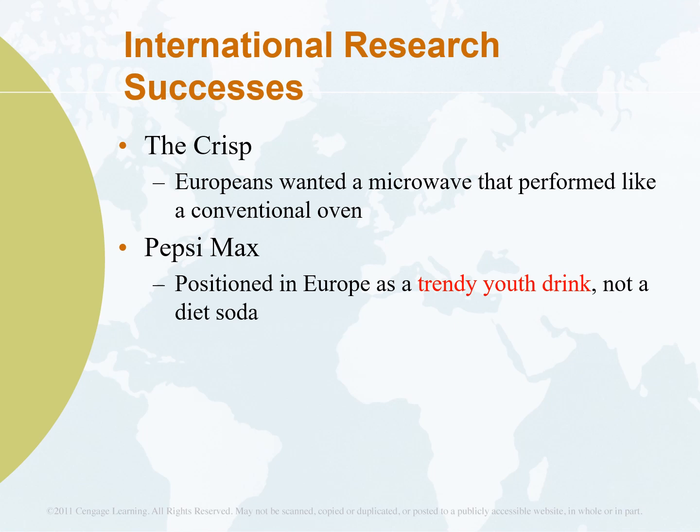So the Europeans want the microwave that performs like that, right? That's why the American maker developed a product, a brand called Crisp. It's a Crisp brand of microwave that performed like a conventional oven, also turning the food brownish. Okay? That's a good story, a good success in research.